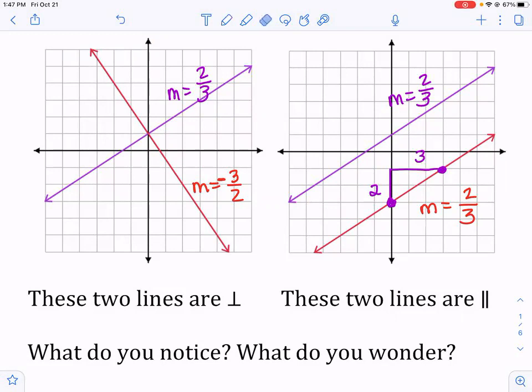Yes. Okay. So what I'm hearing from you is that these lines that we know are parallel have what kind of slopes? The same. What a simple way to say that, right?